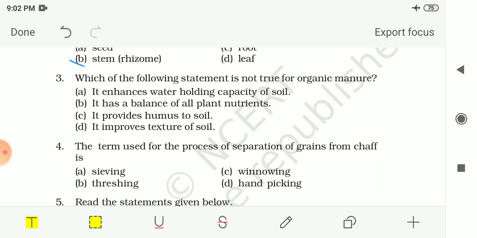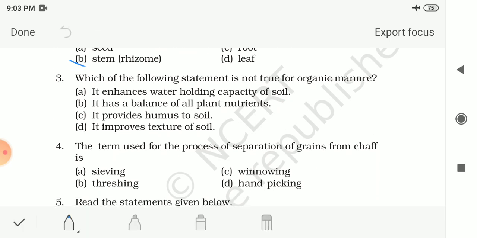Next, third: which of the following statements is not true for organic manure? The statements are given to you. First, it enhances water holding capacity of soil. Next, it has a balance of all plant nutrients. Next option, it provides humus to soil. And last, it improves texture of soil. So here your answer is option B, it has a balance of all plant nutrients.